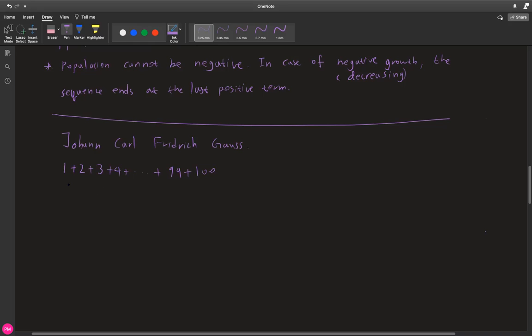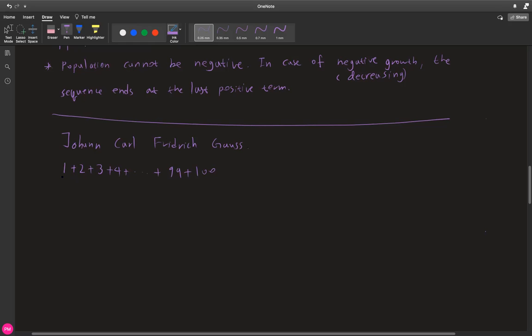So the teacher was actually expecting him to add these numbers one by one all the way up to 100, which will be very time consuming. But maybe in 5 minutes he was already done and he was already bugging other peers. So the teacher asked how he did it, and this is how he did it.